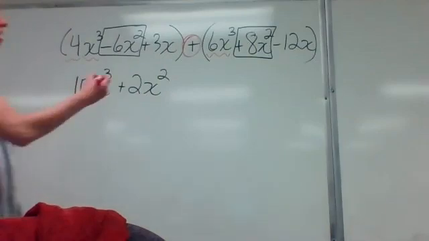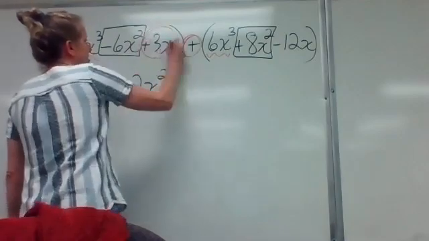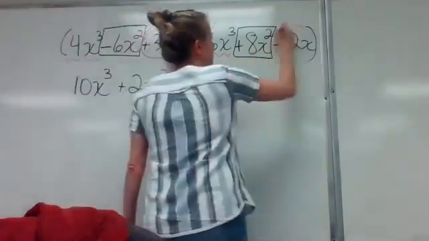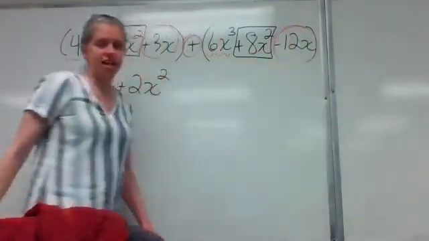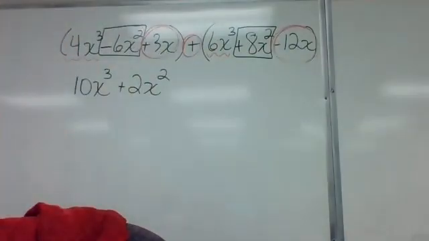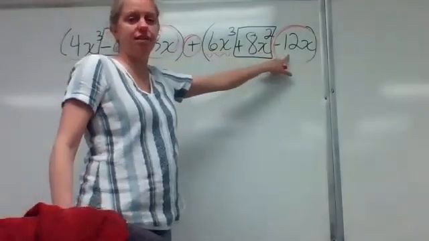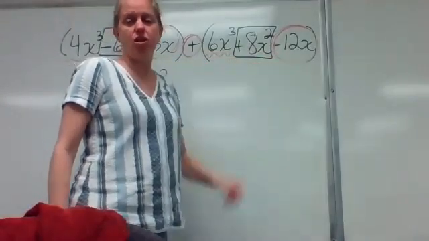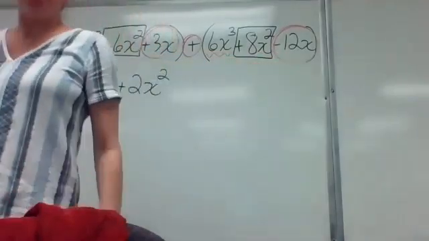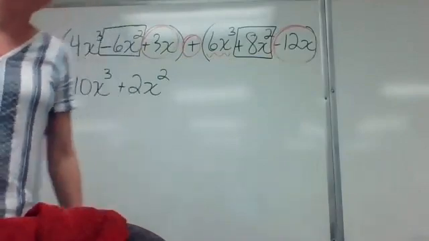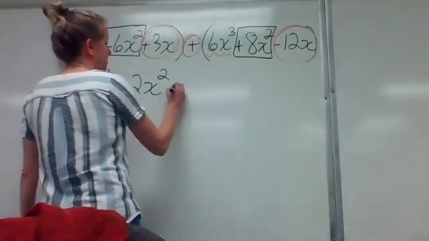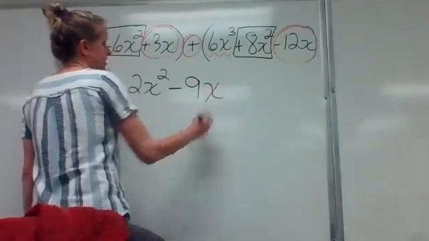After x squareds comes x's. So here's an x, and there's an x. So I need to put those together. So let's see, I've got 3 here and negative 12 here. So in other words, what's 3 plus negative 12 gives you negative 9 x's.